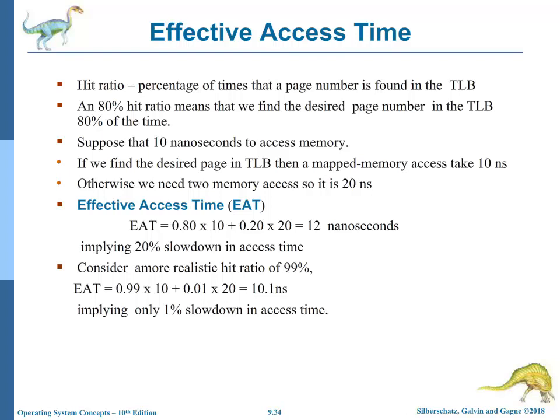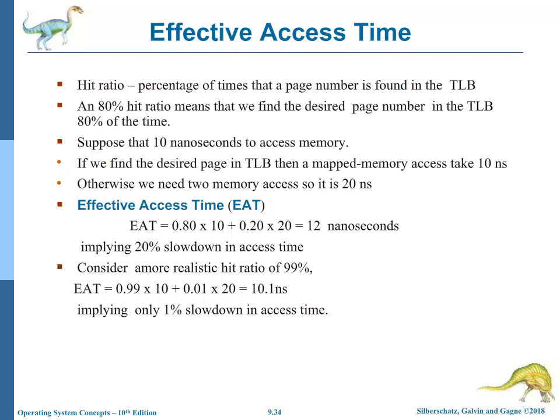You should have viewed the video on the effective access time in the previous slide. This edition of the book ignores the 20 nanoseconds. So if we have an 80% hit ratio and 10 nanoseconds to access memory, if we find the desired page in the TLB, then mapped memory access just takes 10 nanoseconds. Otherwise, we need two memory accesses, which is 20 nanoseconds.